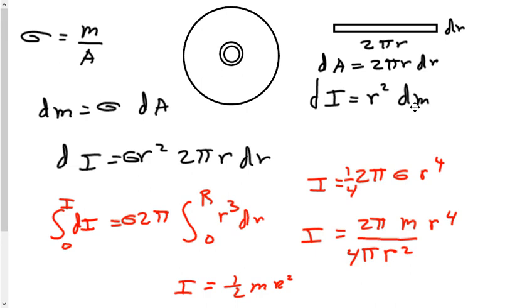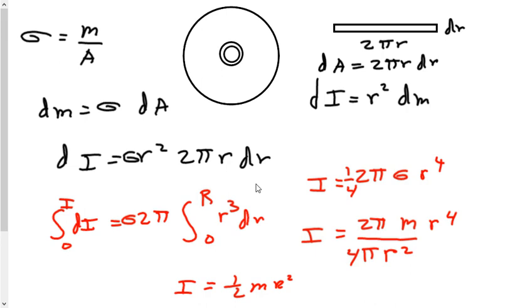So what do we have here then? Well, we have dm equals sigma dA, right? And dA is equal to 2 pi r dr, and sigma, of course, is mass over area. So I have dI equals sigma r squared times 2 pi r dr. So this is our r squared, and we have sigma times dA.